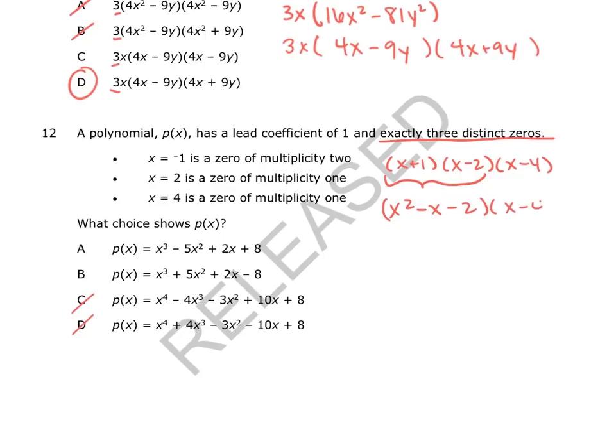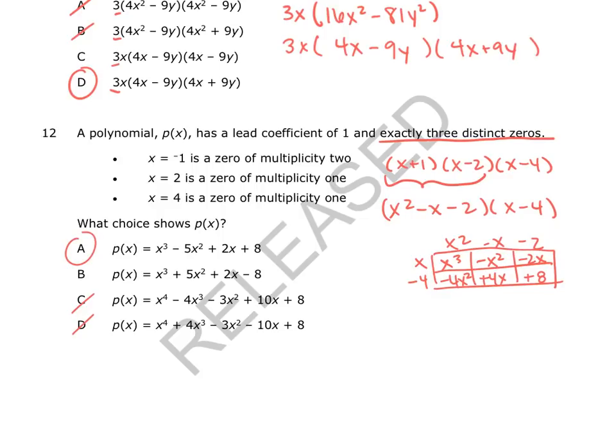Then I'll multiply these two together. I'll probably go ahead and use the area model because it's getting more complex. x minus 4 times x squared minus x minus 2. So it'd be x cubed minus x squared minus 2x minus 4x squared plus 4x plus 8. I'm already seeing that plus 8 is my bottom answer. It's got to be A. When I combine my like terms, I got negative x squared and positive 2x. So yeah, double checking on that.